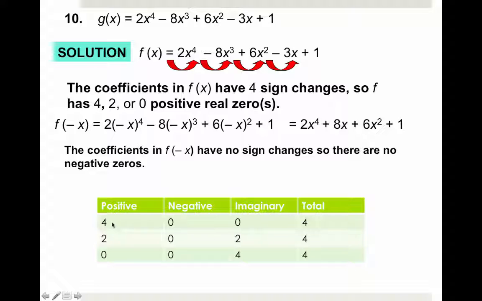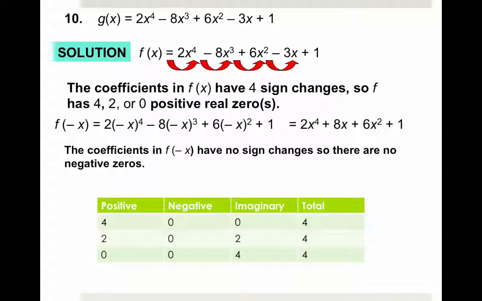So we're going to have 3 rows: 4, 0, 0, because our total is 4. We could have 2 positives, which leaves us 2 imaginary. Or we could have no positives and no negatives, which means all the answers would be imaginary, and we'd be done. So the reason we do this is to see how many types of answers you should have in the end. So you could do this real quick for a problem and say, okay, I know I'm going to have potentially two positive answers and 2 imaginary answers.